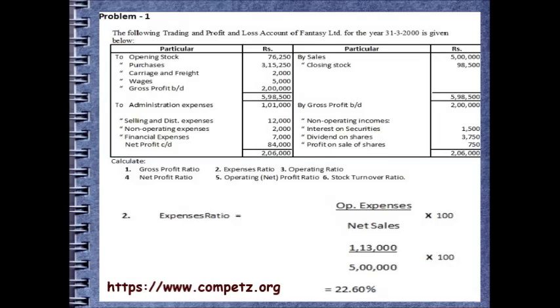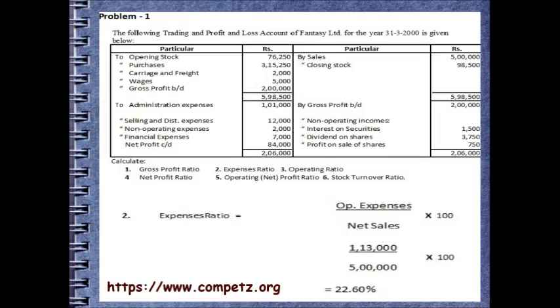Then we'll start with the second ratio to calculate, that is expenses ratio. And for expenses ratio, remember the formula will be all your operating expenses divided by your net sales multiplied by 100. So what are the operating expenses, friend? You can see in the profit and loss account debit side, there are two operating expenses, that is your operating office and administrative expenses 1,01,000, selling and distributive expenses 12,000. So these are the two operating expenses. So 1,01,000 plus 12,000 is equal to 1,13,000.